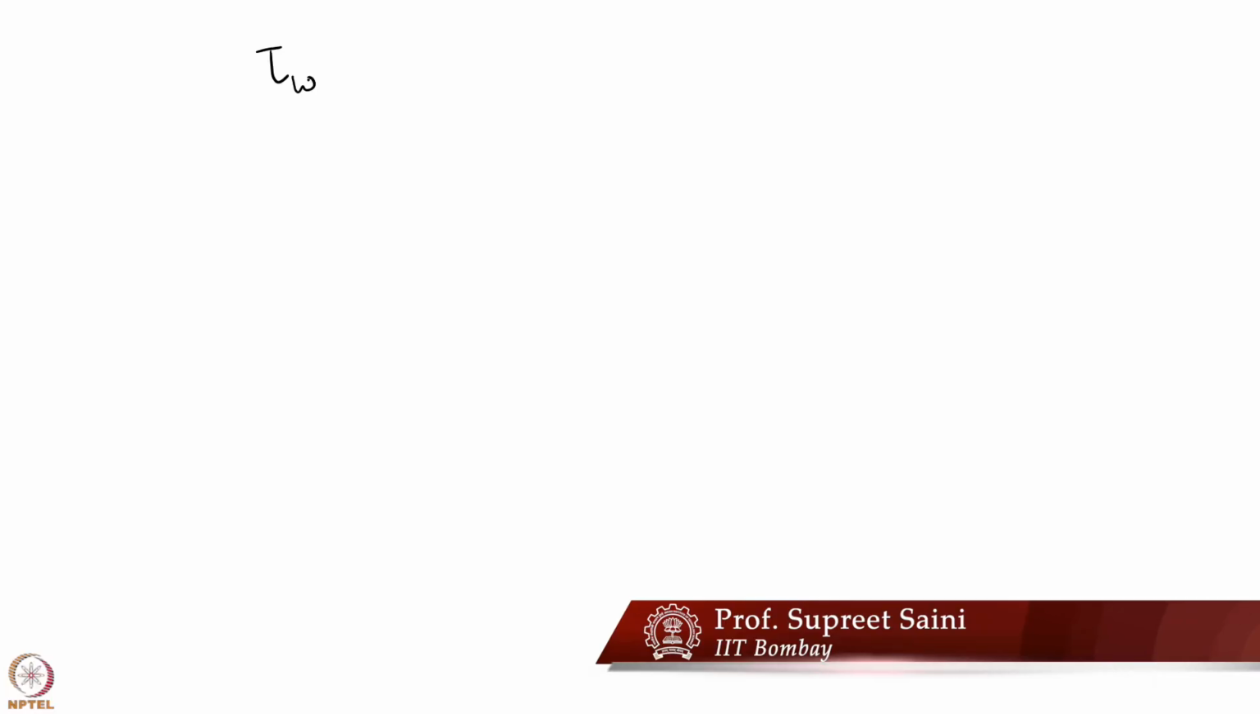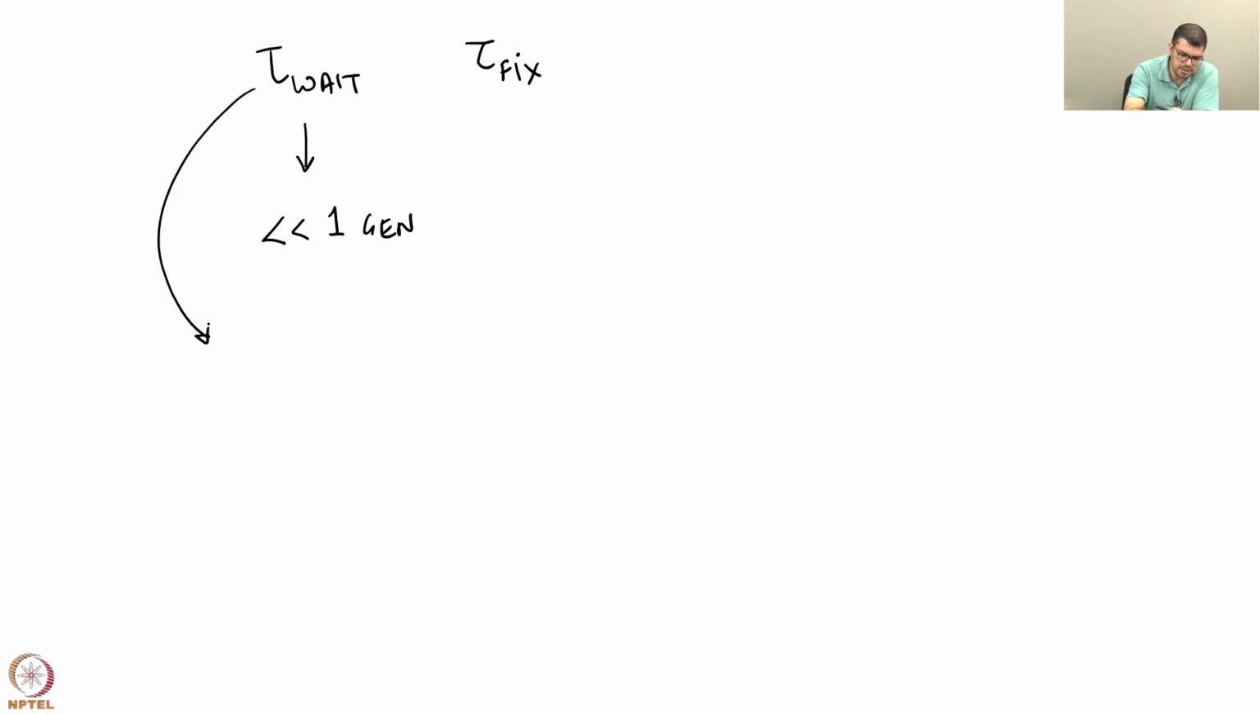Hi, welcome back everyone. So we were trying to get estimates of tau wait and tau fix, and we were able to estimate tau wait in the last video, at the end of the last video, where we said that tau wait is actually much less than 1 generation. These taus are times, but they are being measured in number of generations.